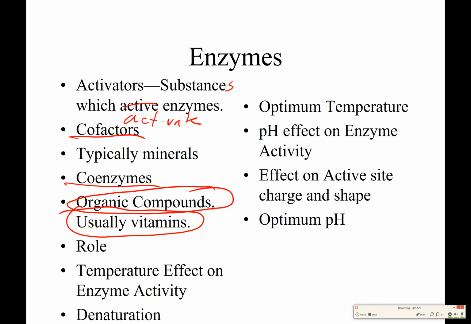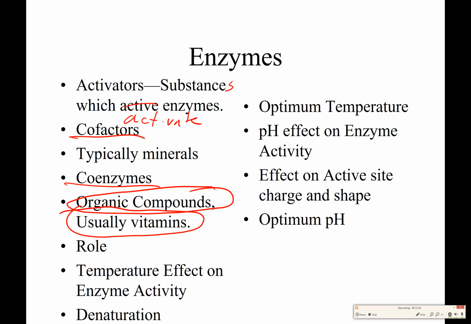For example, vitamin C helps to activate enzymes that make the substance called collagen, which is very important for holding your body together. It's one of the main components of your body's connective tissues. Vitamin A is a coenzyme for enzymes involved in sight. Vitamin D is a coenzyme for enzymes involved in making bone, for example. Without those vitamins, those enzymes don't work, and you get vitamin deficiency disease.